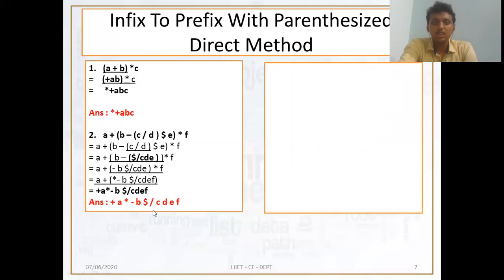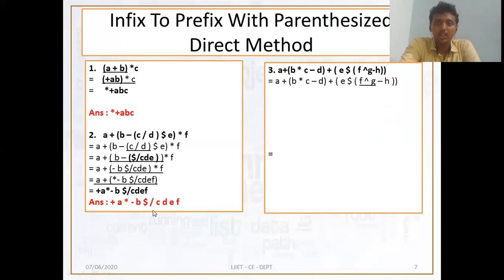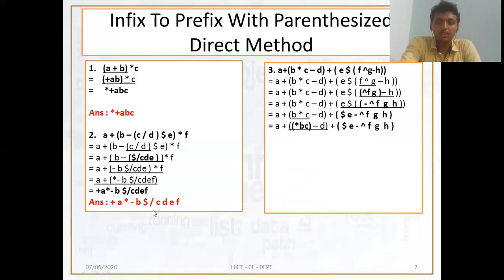Okay. So here we have the third example. A plus B star C minus D plus E dollar F caret G minus H. Same as previous. Okay. I hope you can solve it easily. So I left this example for your homework. Okay. So moving forward to the next topic.